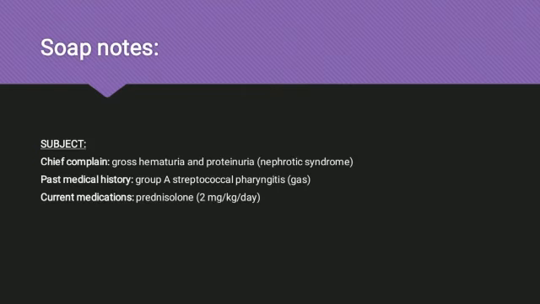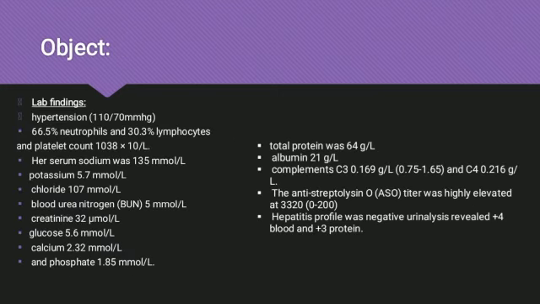Here we will solve this case in the form of SOAP notes. So here we will talk about the subjective, and in this our chief complaint is gross hematuria and proteinuria, which is a nephrotic syndrome condition. Past medical history is group A streptococcal pharyngitis, and current medication is prednisolone 2 mg per kg per day.